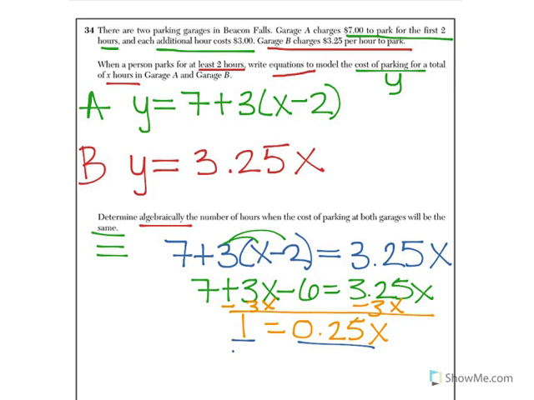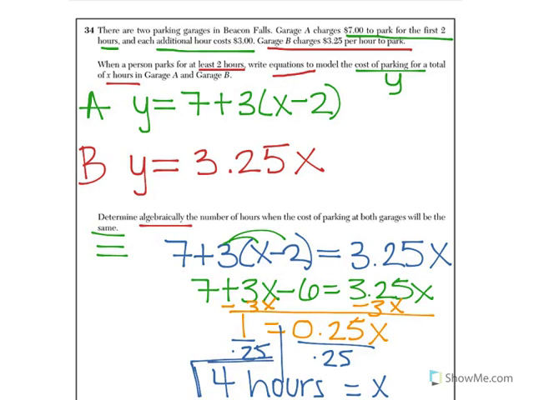In my last step, I just need to divide both sides by 0.25. And I'm going to end up with x equals 4, and we're talking about 4 hours specifically. So it's going to take us 4 hours for when the cost of parking at both garages will be the same.